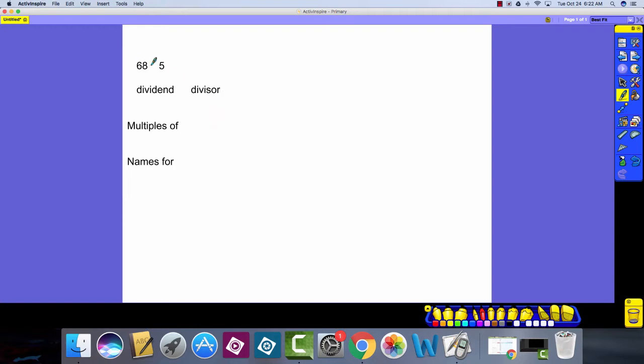So I have the problem up here, 68 divided by 5. 68 is my dividend, and 5 is my divisor. This is the number dividing my dividend. So the first thing that I can think about is maybe just think about what are some multiples of 5.